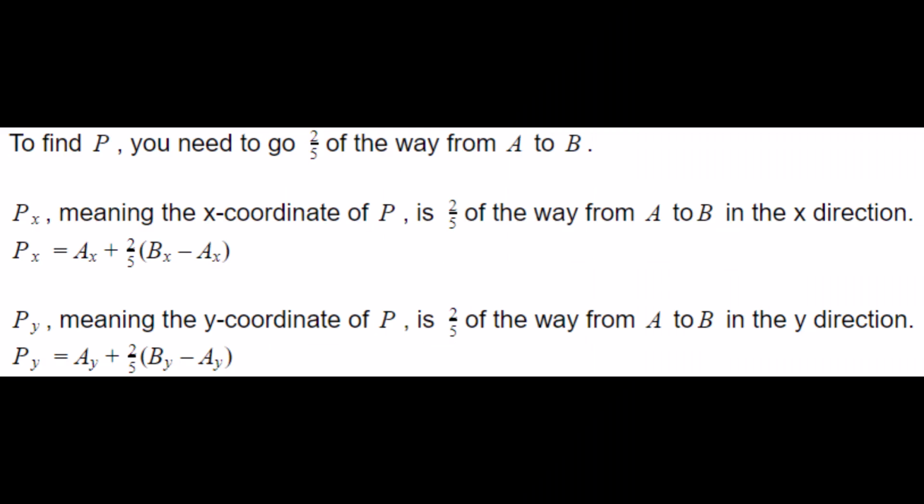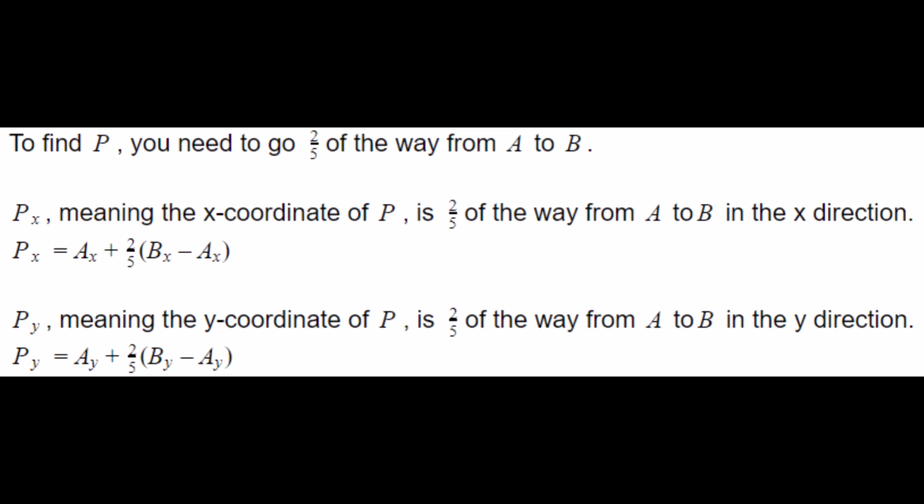The second way to solve this problem is algebra. We can set up the equations for the x and y coordinates of point P. Px, the x-coordinate of point P, is equal to Ax, the x-coordinate of point A, plus the ratio of AP to AB times, in parentheses, Bx, the x-coordinate of point B, minus Ax. In the same way, Py is equal to Ay plus the ratio of AP to AB times, in parentheses, By minus Ay.